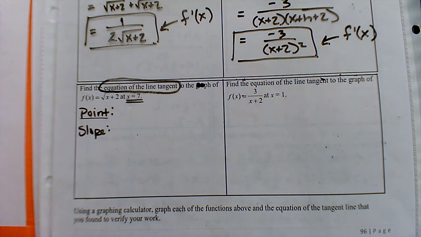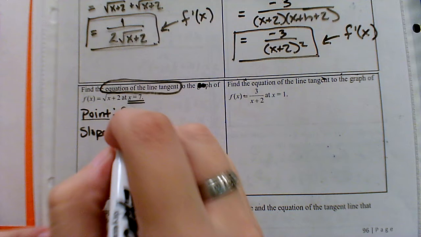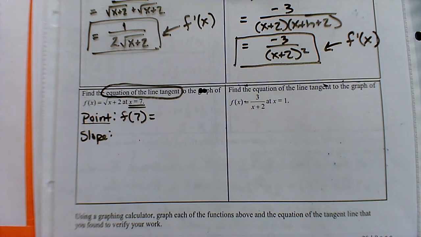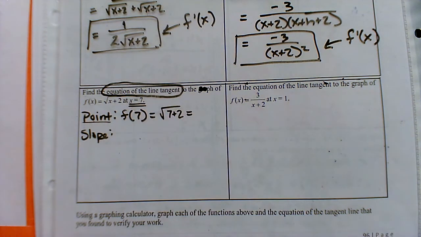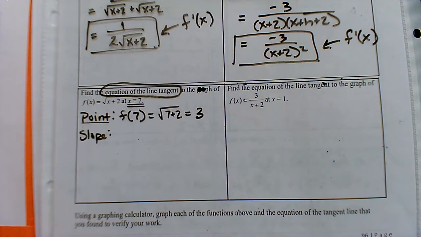A circle on our graph, yeah. The original, right? Because isn't f of x the same thing as y? So let's go ahead and plug in 7 into the original equation. We would have the square root of 7 plus 2, which is the square root of 9, aka 3.